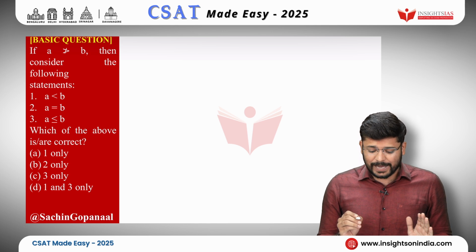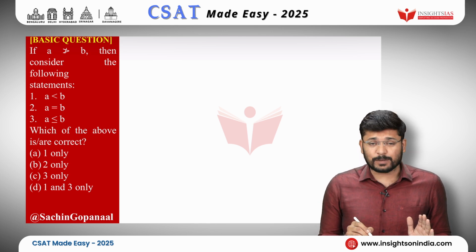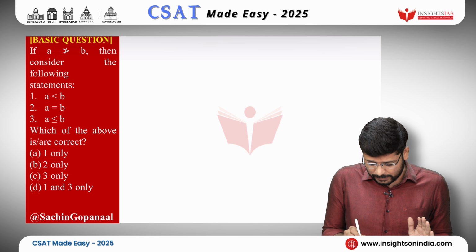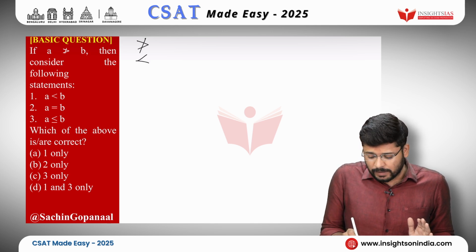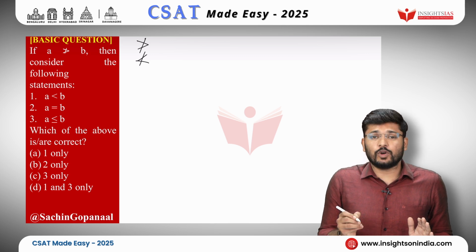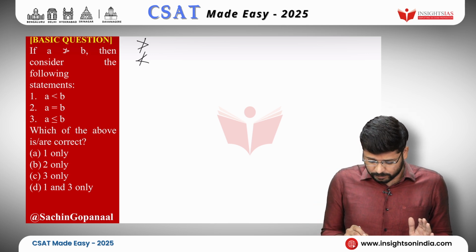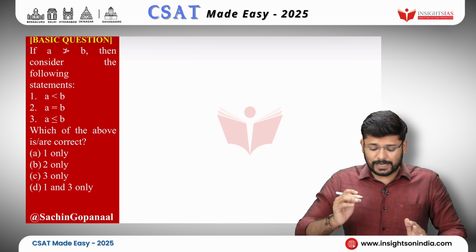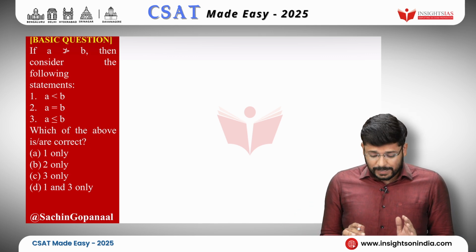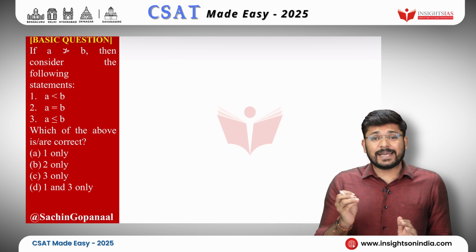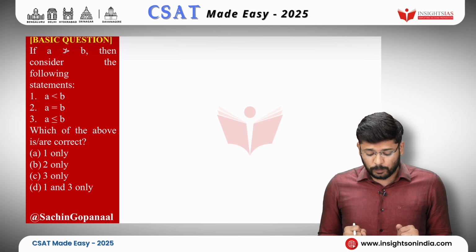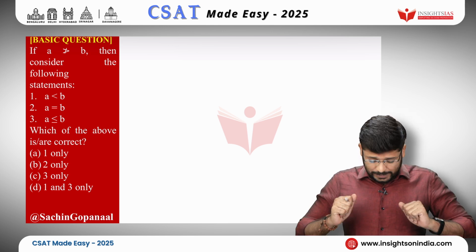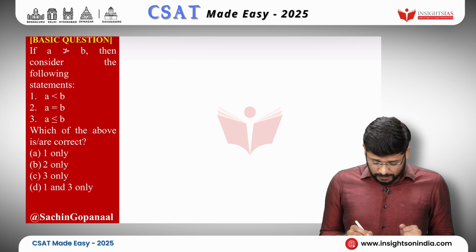If A is not greater than B, that symbol says not greater than. Just like this means greater than, this means smaller than. This would be not greater than and this would be not smaller than. If A is not greater than B, then consider the following statements: A is less than B, A is equal to B, A is less than or equal to B. Which of the above is or are correct? Which one would it be?